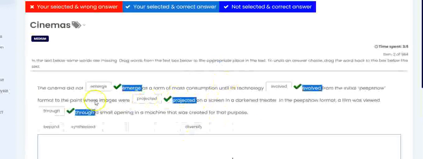So first, you can directly get it: the first form here is the -ed form, the past form, and the images were projected. So if you read and understand the sentence, it will be easy to solve your fill in the blanks. All right.